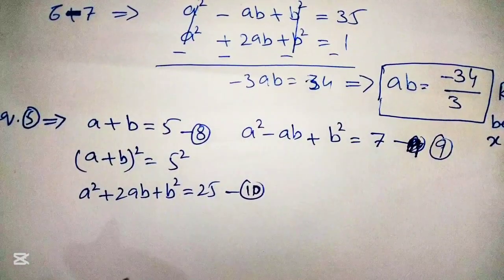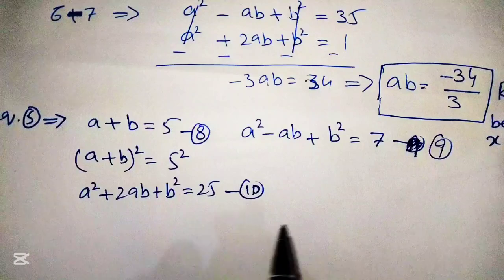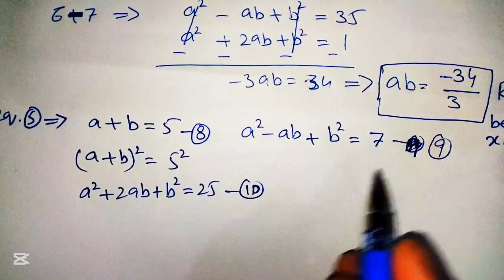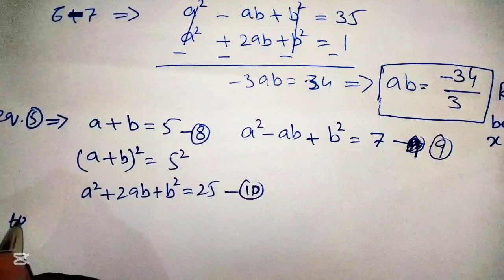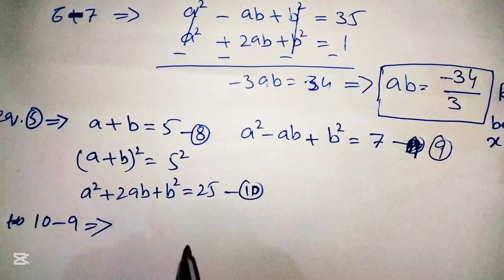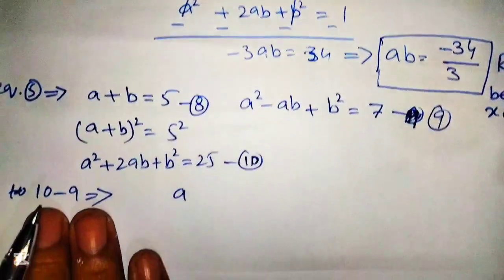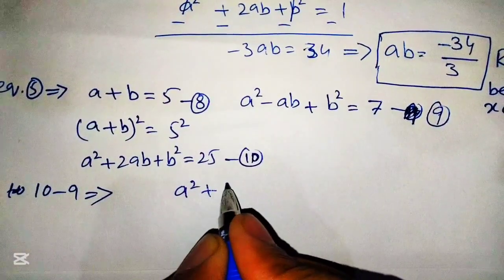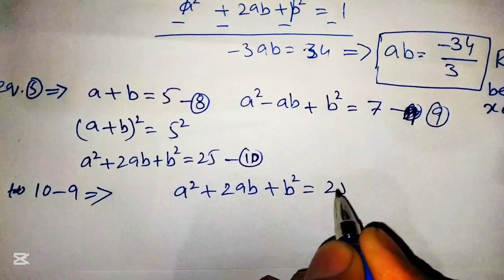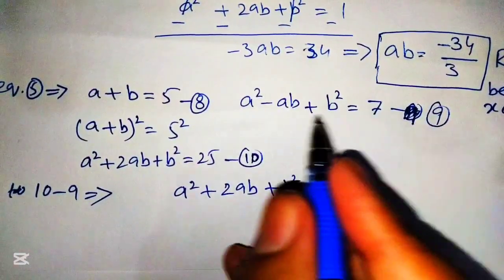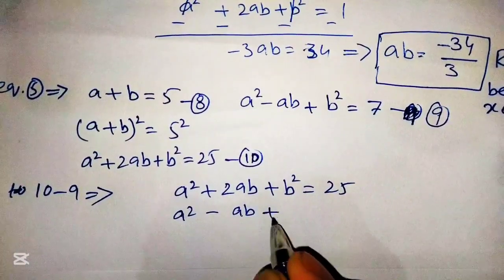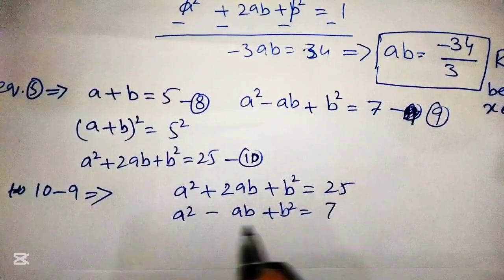Now this is equation number 10. To solve these, we will subtract equation number 9 from equation number 10. Equation number 10 minus 9 implies a square plus 2ab plus b square is equal to 25, and equation number 9 is a square minus ab plus b square is equal to 7.